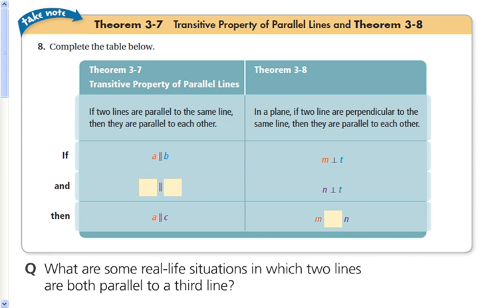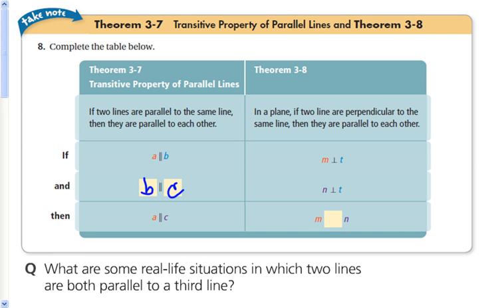Theorem 3.7, the transitive property of parallel lines, and Theorem 3.8. Theorem 3.7, transitive property of parallel lines. If two lines are parallel to the same line, then they are parallel to each other. So if A is parallel to B and B is parallel to C, then A is parallel to C.